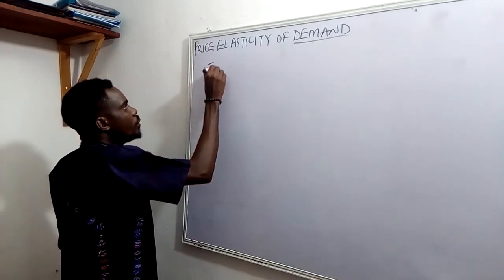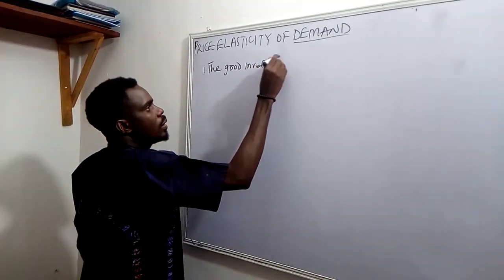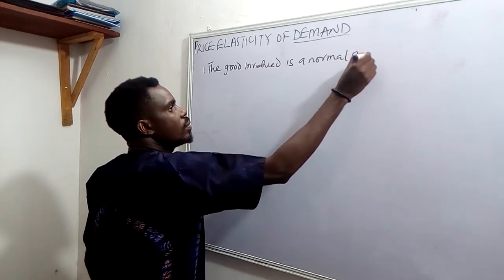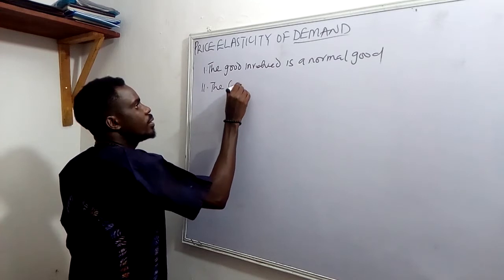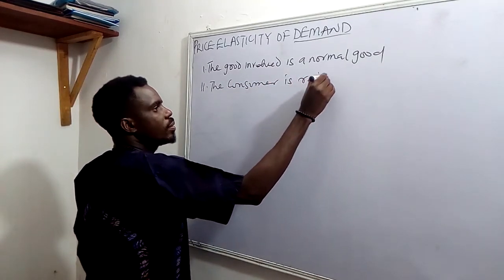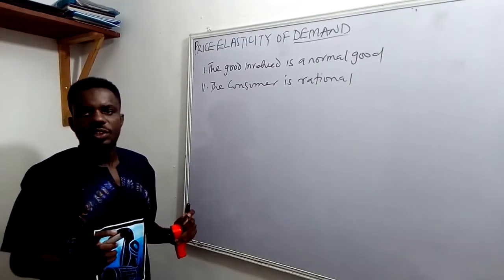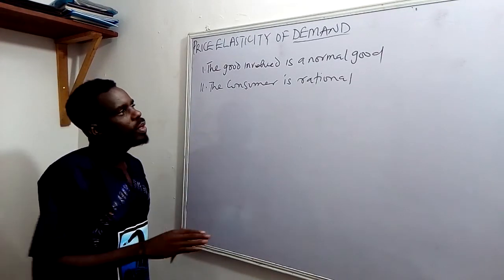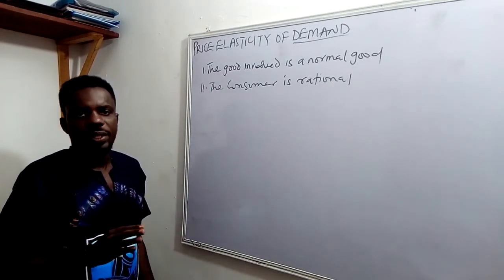One, the good involved is a normal good. Two, the consumer is rational. Now, these are the two basic assumptions for this analysis. This implies that the consumer will always buy more at a lower price and less at a higher price.